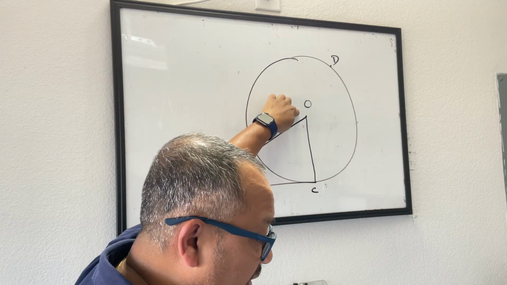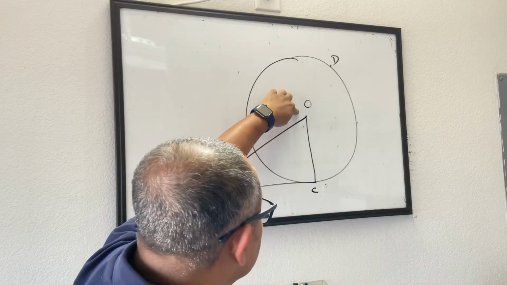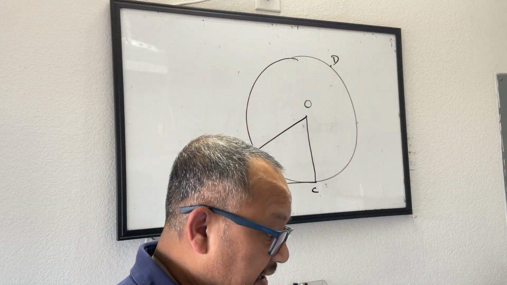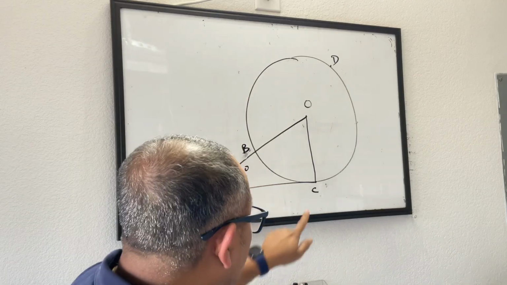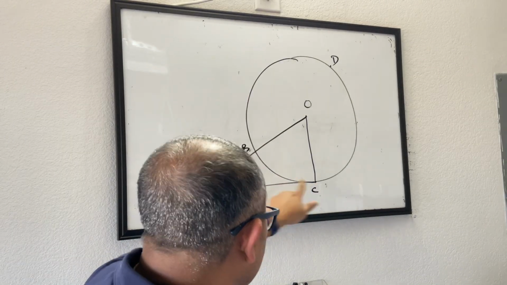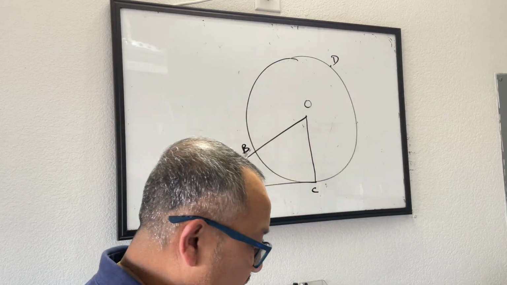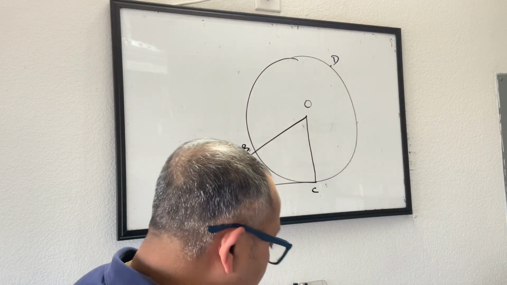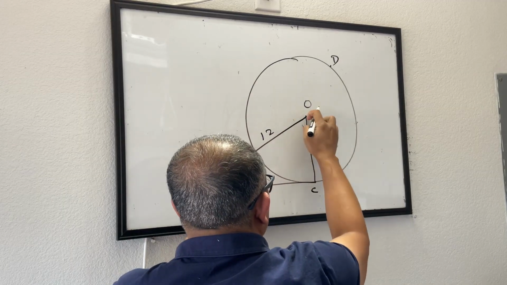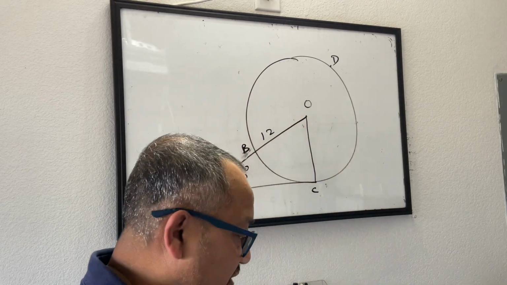Okay, in the figure, point O is the center of the circle. Line segment AC is tangent to the circle at point C. As you can see, at point C, this line is tangent to the circle. And then OA is equal to 12. O to A, this distance, is given as 12. From this point to this point is given as 12.